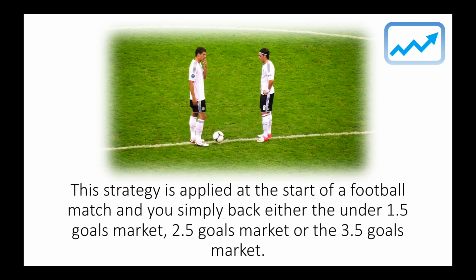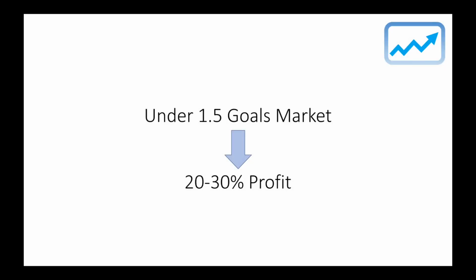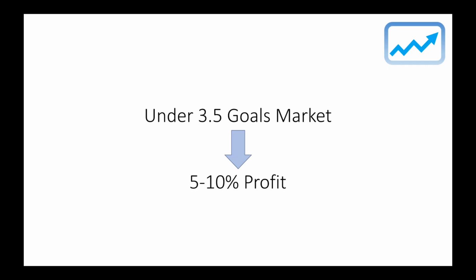So my strategy when backing any of these markets is to enter a back stake at the start of the match. I will then lay off parts of my trade to reduce my stake as the game progresses. Now my goal is to make 20 to 30% of my stake in profit with the under 1.5 goals market. With the 2.5 goals market, I will aim to make 10 to 20% of my stake. And then in the under 3.5 goals market, the aim is to make 5 to 10% profit from the stake that I placed at the start of the match.